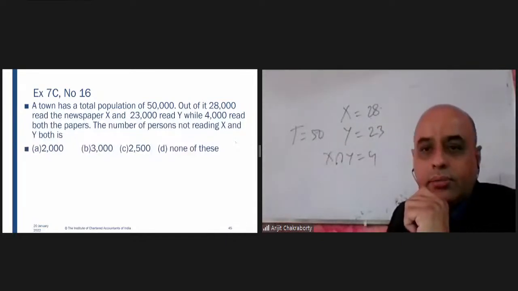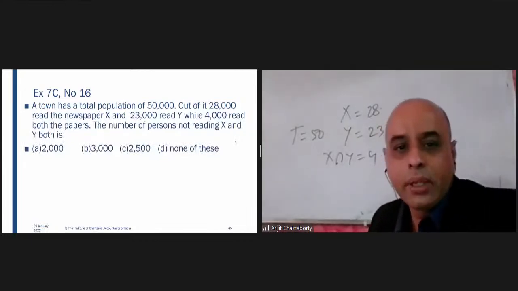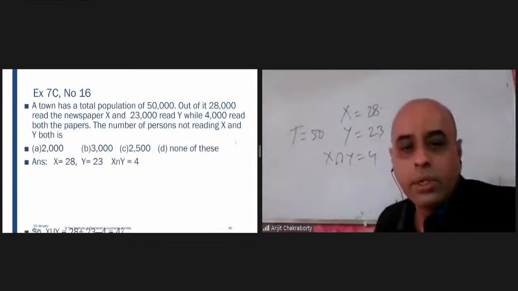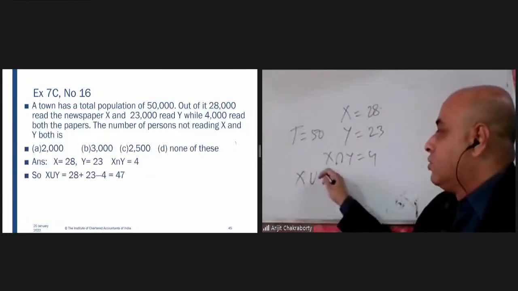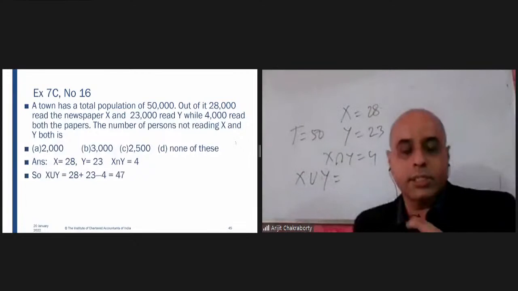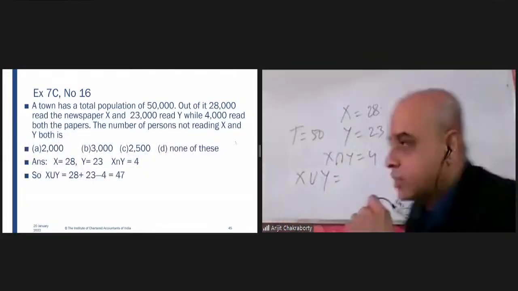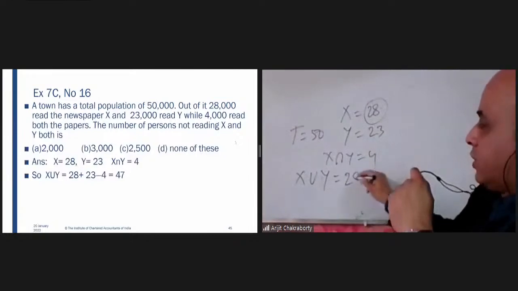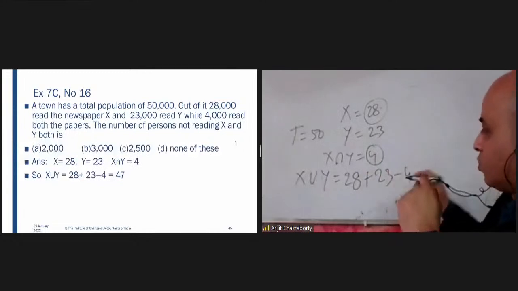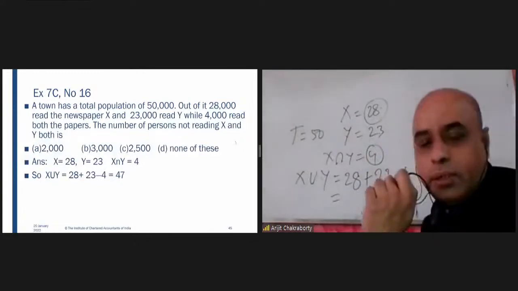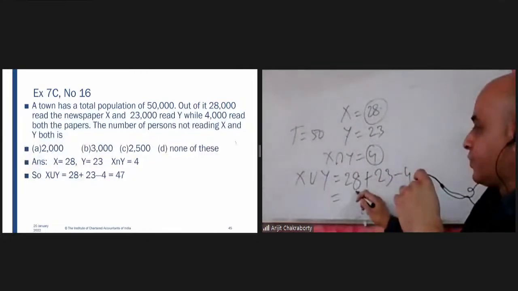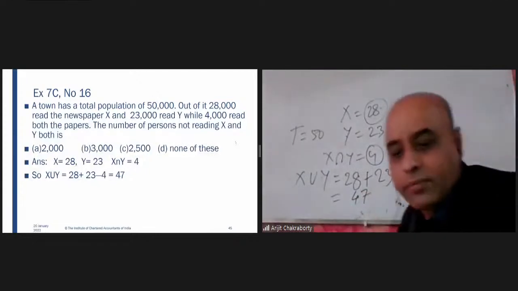So first here we have to find out X union Y. Okay. So here we have 28, 23, and 4. So let us find out X union Y. X union Y is equal to X plus Y minus X intersection Y. So X is 28. I am taking 28 plus Y 23 minus X intersection Y, that is 4. So 28 and 23 brings me to 51 minus 4. That is 47. I'm getting 47.